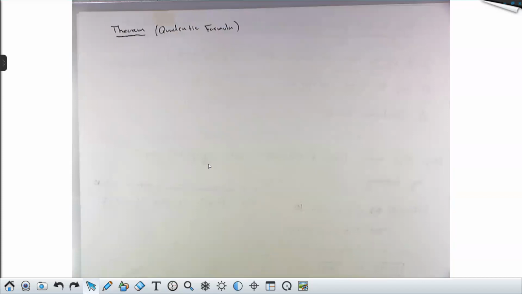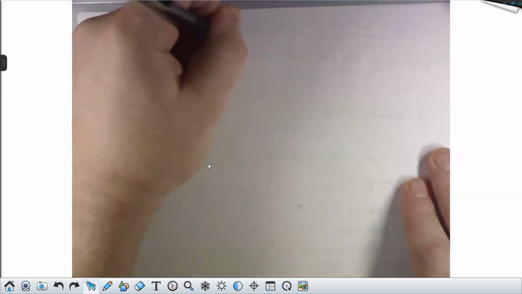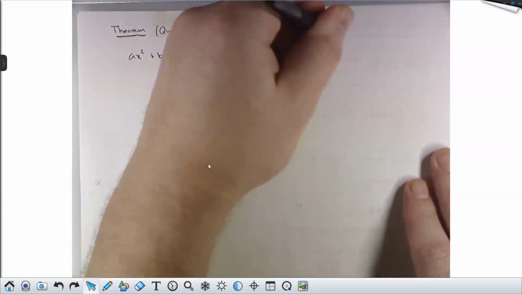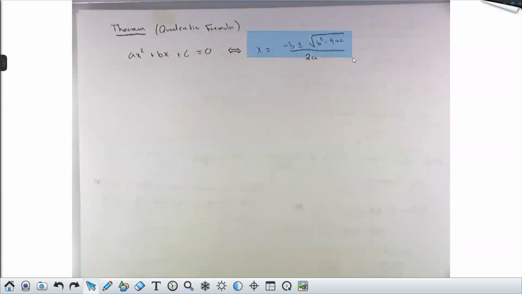Okay, then the last thing I need to do for you guys is discuss the quadratic formula a little bit. I get to embarrass myself. I apologize in advance for the cringe that's going to come. The quadratic formula says that ax squared plus bx plus c is equal to 0 if and only if x is -b plus or minus the square root of b squared minus 4ac, all over 2a. So this is a formula that gives you the x-intercepts, the roots of a quadratic, in terms of the coefficients.